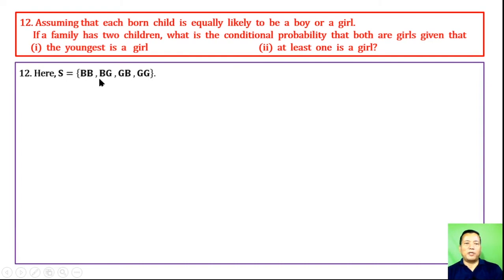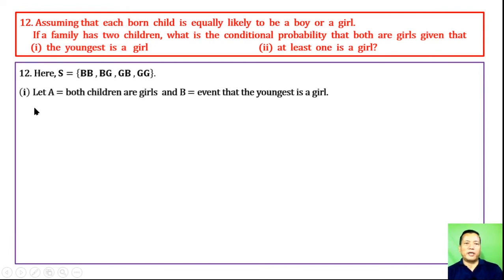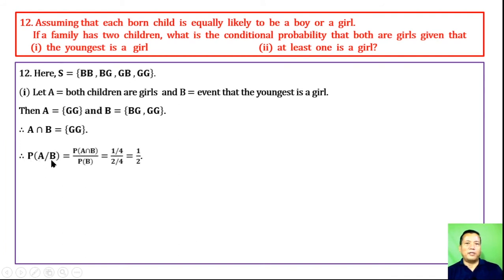Here the sample space consists of BB, BG, GB, GG. For Roman number 1, the youngest is a girl. Let A denote the event that both children are girls, and B denote the event that the youngest is a girl. Then A intersection B is GG. Therefore P of A by B, the conditional probability that both are girls given that the youngest is a girl, is the intersection 1 by 4 over P of B, which is 2 by 4, so it is half.